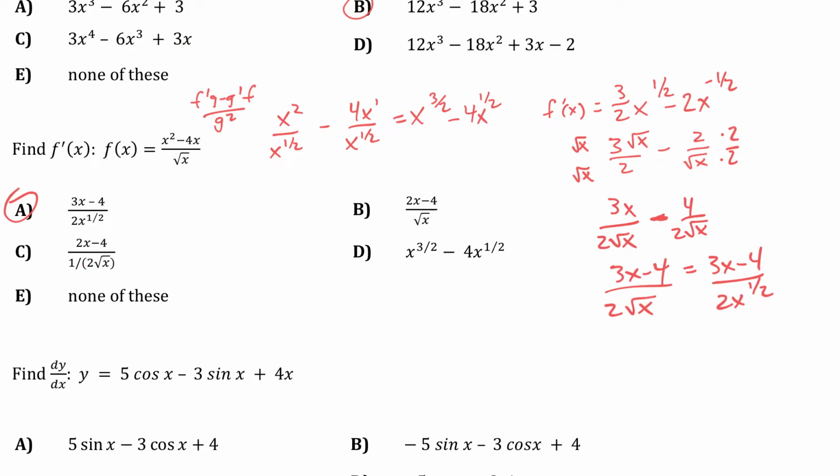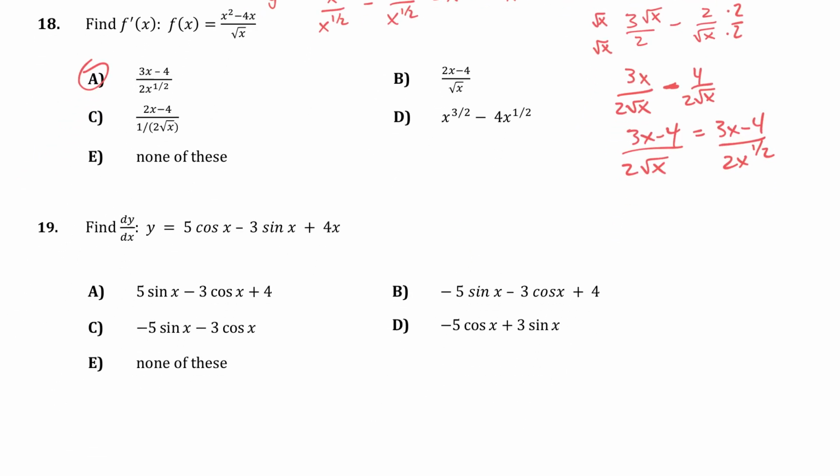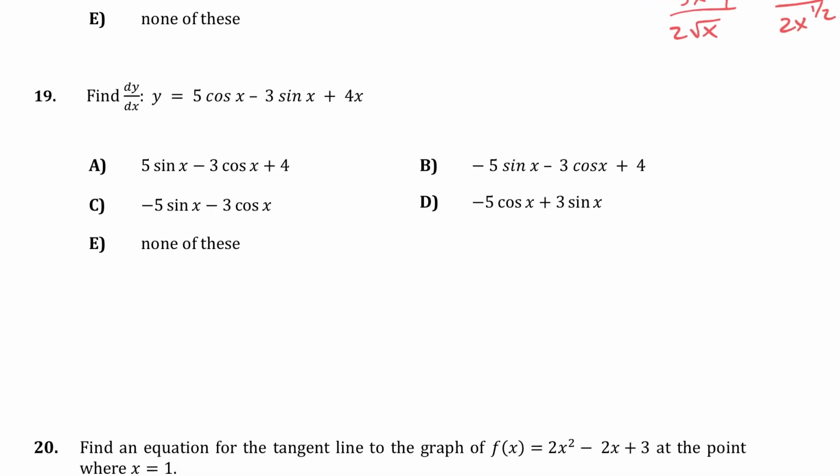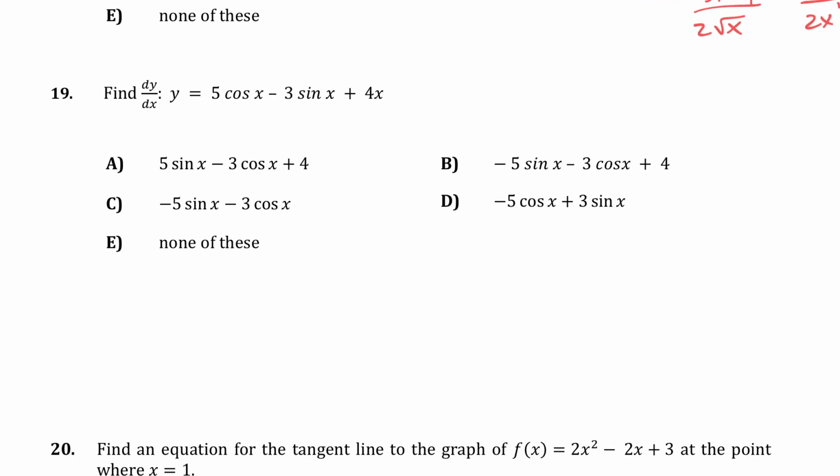Okay, let's see what we got here. So that was 18. Number 19, find dy dx. Y is equal to this plus, oh boy, it's a huge long thing. But it's easy because we don't have to do any product rules or quotient rules or anything. So what we have is y prime.